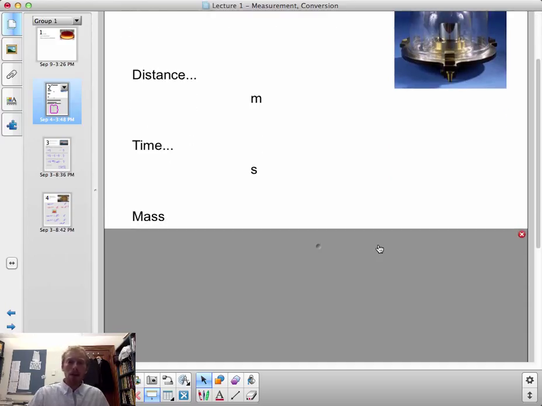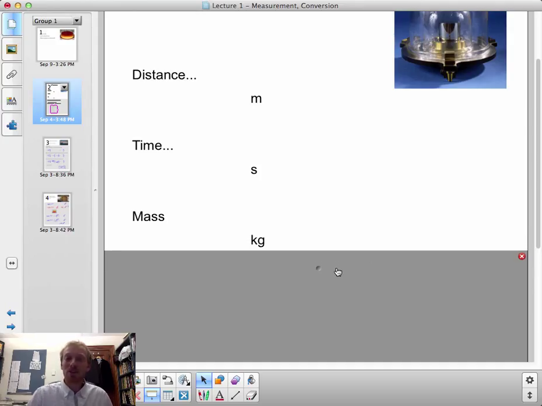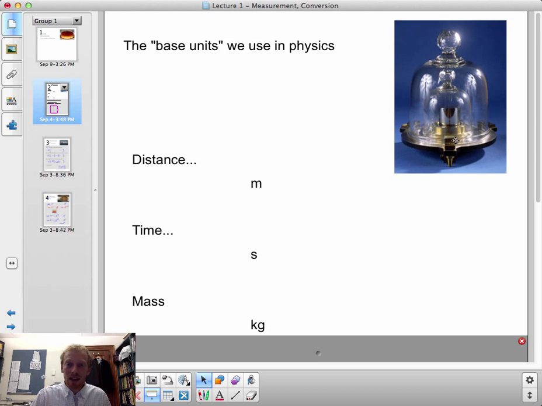What do we measure mass in? We could measure it in grams. That would make a lot of sense. In fact, we actually measure it in kilograms. And so we'll express a mass of 5 grams as 5 times 10 to the minus 3 kilograms. This picture here is actually of a kilogram mass.